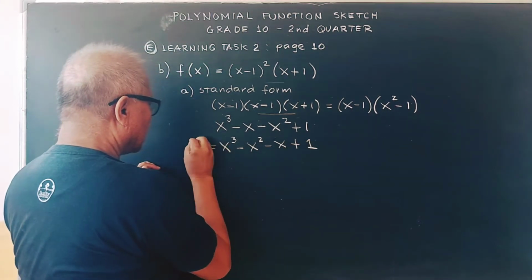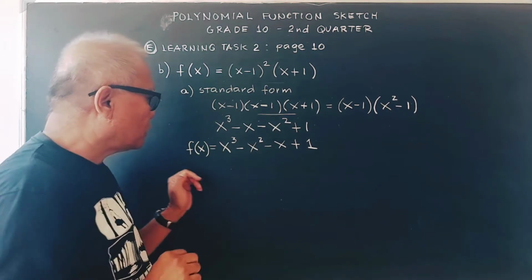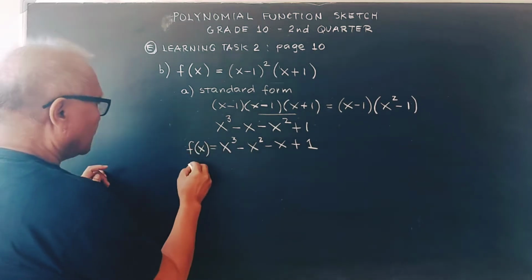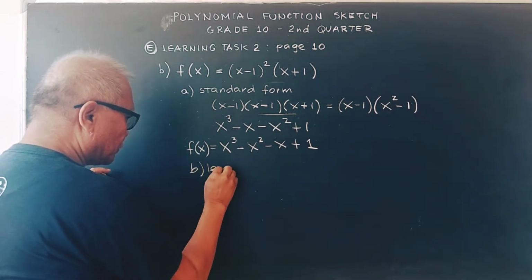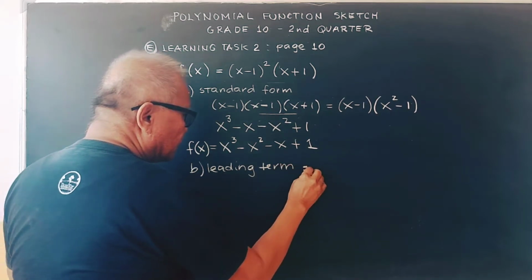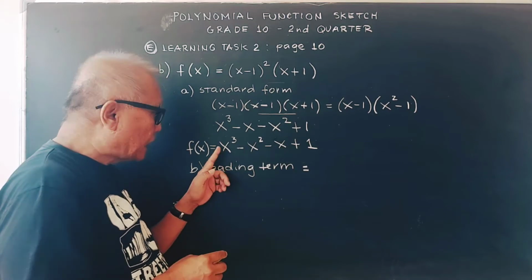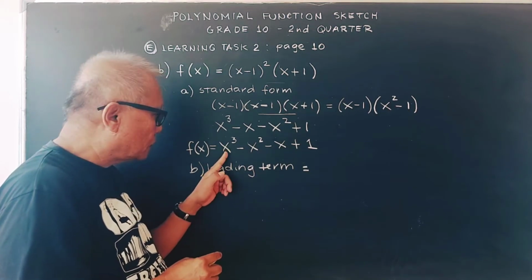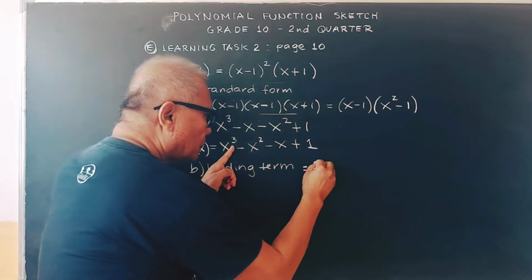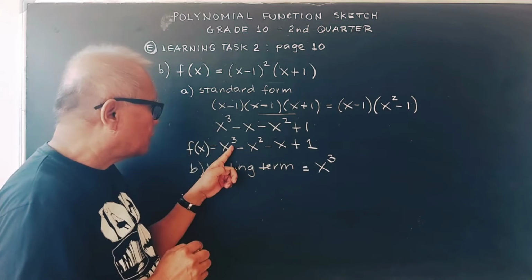And this is our polynomial function in standard form. Okay. Letter B, the leading term. So the leading term here, because it is already in its standard form, we can easily identify. It has the highest exponent, and that one is x cubed. So here we have x cubed. The exponent is an odd number.